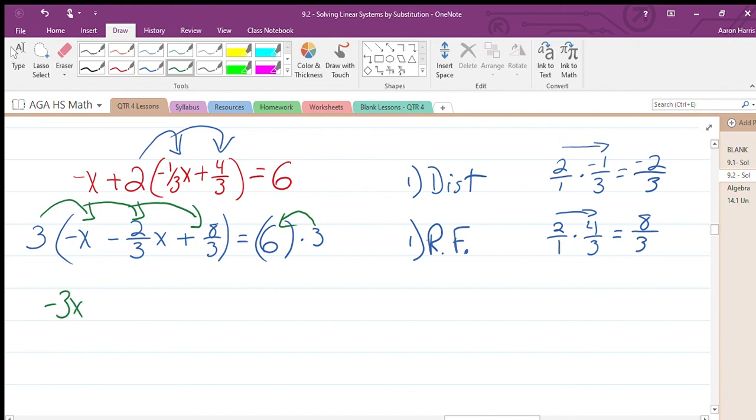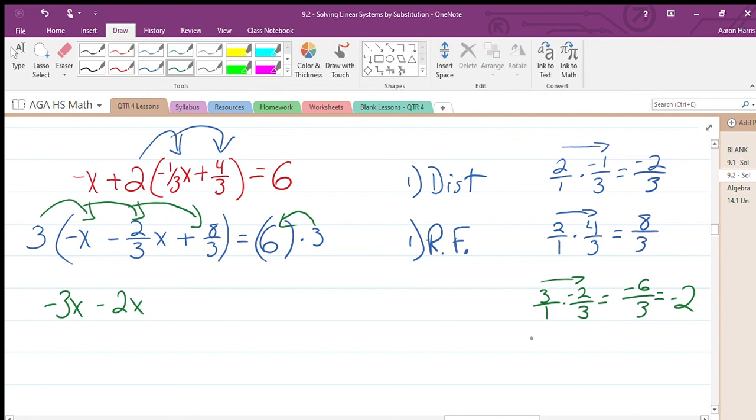Here goes another fraction. Now here's the beauty of this. 3 I can make into a fraction by putting it over 1. I'm going to multiply it by this negative 2 over 3. How do you multiply fractions? Straight across. So 3 times negative 2 is what? Negative 6. 1 times 3 is what? 3. And look what happens. Negative 6 divided by 3 is negative 2. So I get negative 2x.